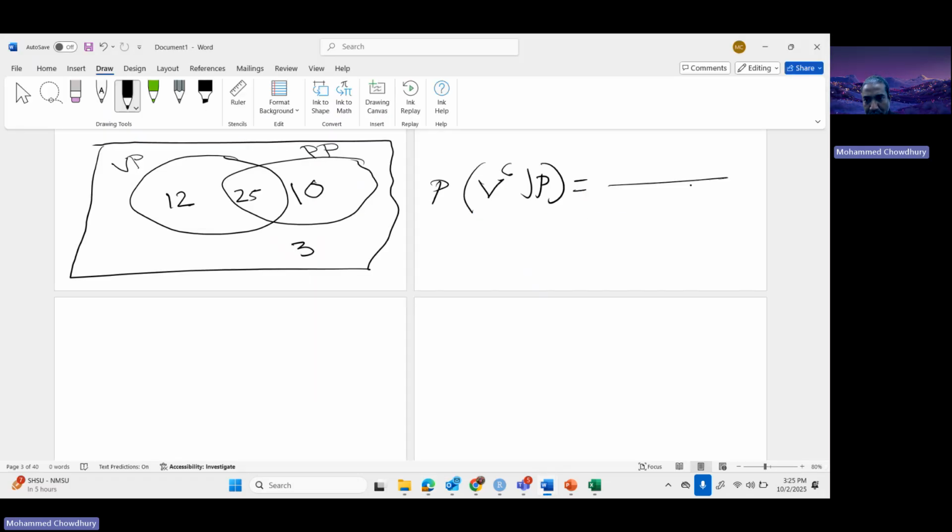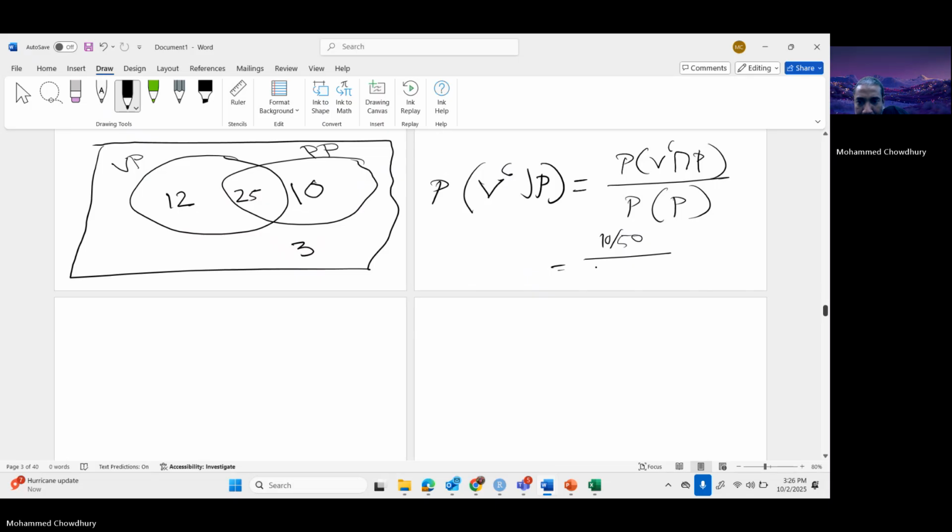So now it should be probability of pepperoni and probability of non-vegetable and pepperoni. Okay. So vegetable pizza times pepperoni pizza, it is going to give you 10/50. And this is pepperoni pizza, which is equal to, no, this is 25 plus 10, right? So this is 35/50. This is the answer.